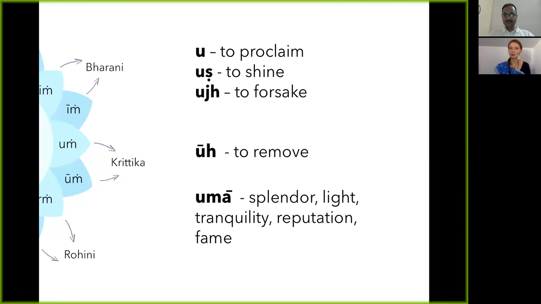And again there is ush, to shine. So again it relates to the Sun and to shining bright. I think it also relates to the fact that it was said in the Vedas that Krittika always rises exactly in the east. So it always shines beautifully.